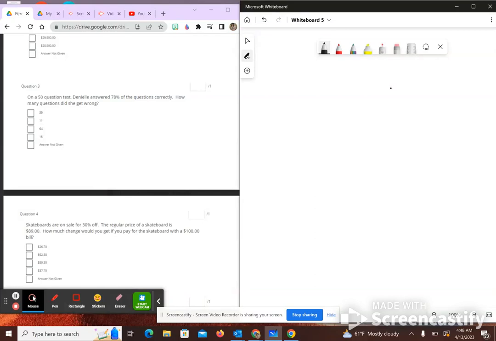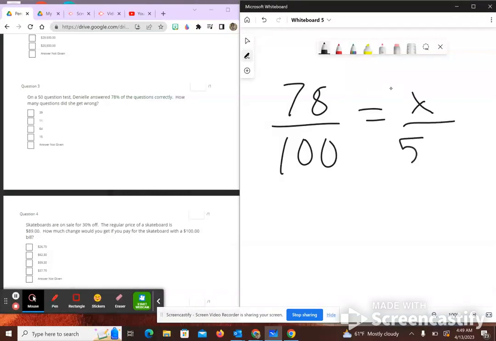So the first thing that I would do is figure out, if there are 50 questions on that test and she got 78% of them correct, so I write 78 out of 100 because that's the ratio that represents 78%. I'm going to go ahead first and figure out how many she got correct. So I'm going to write X, or whatever variable you want to write here, on the top of the ratio, and then I'm going to put 50 on the bottom because that's how many questions there were total.